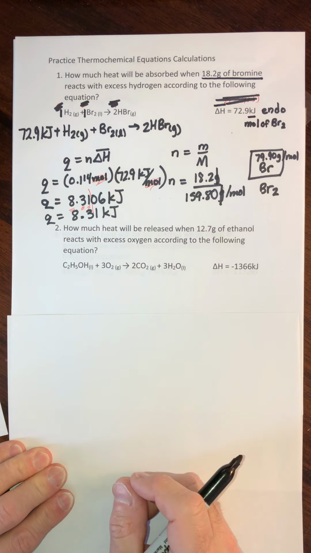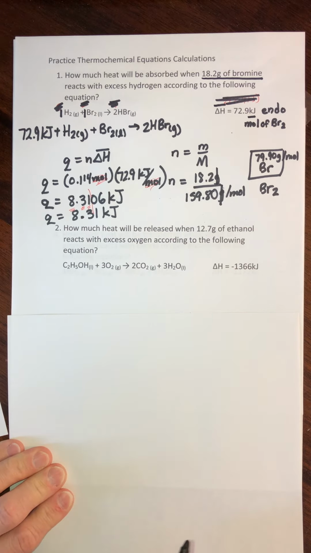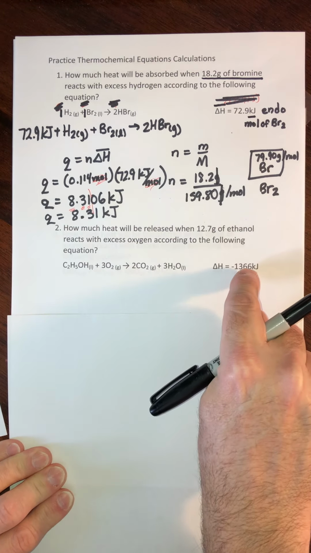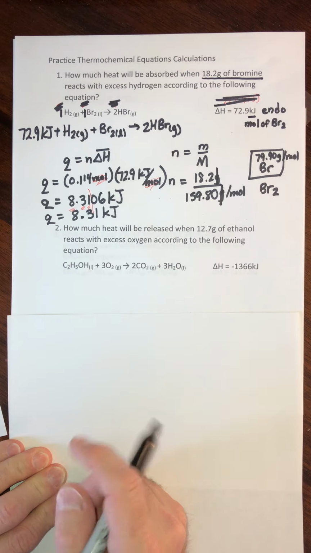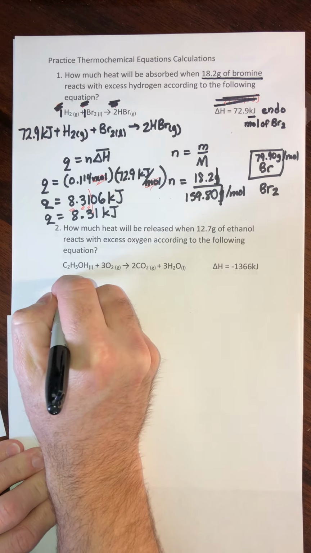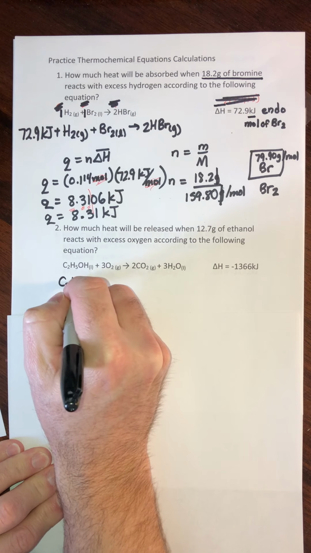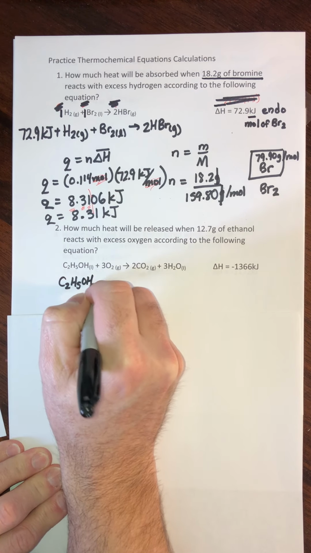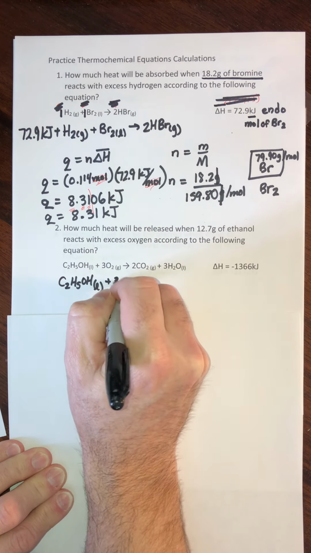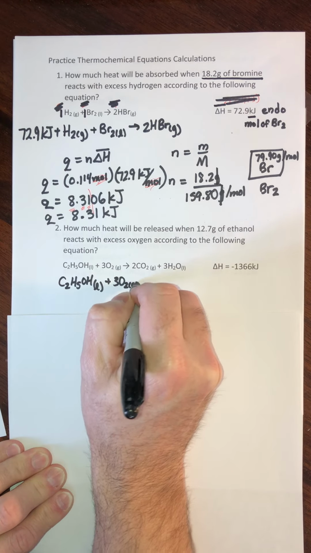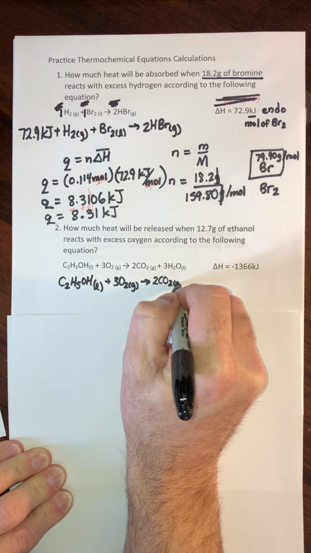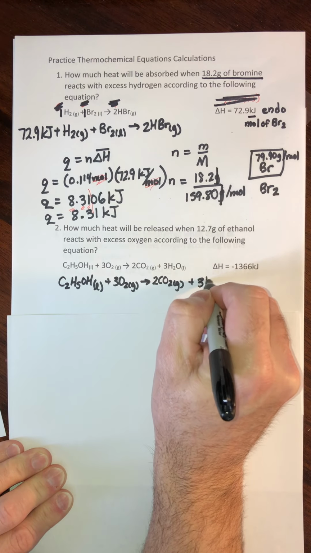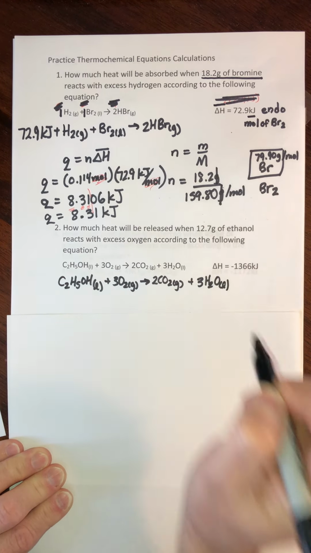But since we have it here in front of us, I think it would be an excellent opportunity to take this energy and build it into the equation. So if I was going to do that, I'm going to rewrite the equation: C2H5OH liquid plus 3 O2 gases turns into 2 CO2 gas and 3 H2O liquids.